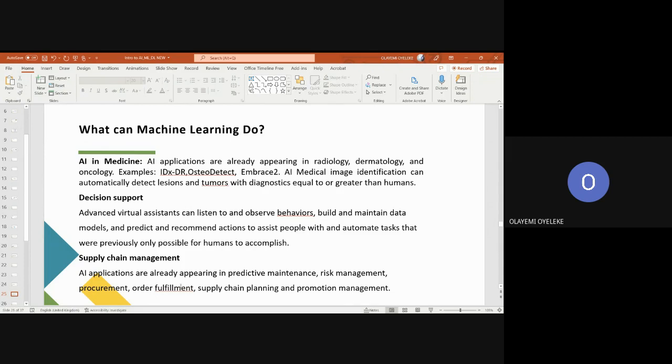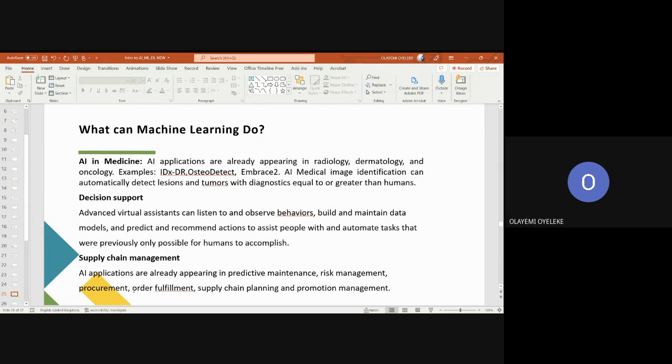Okay. Then we can also use them in supply chain. Machine learning can also be used in supply chain. AI applications are already used in predictive maintenance to predict when a machine will be at its optimal level or will break down so that you can quickly make provision, or when a machine needs to be serviced. So a machine learning algorithm can easily predict when you need to service your machine to avoid a breakdown. It can be used in risk management or disaster management.